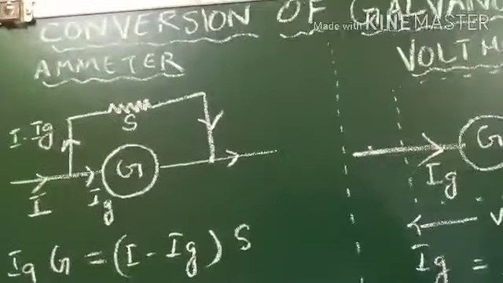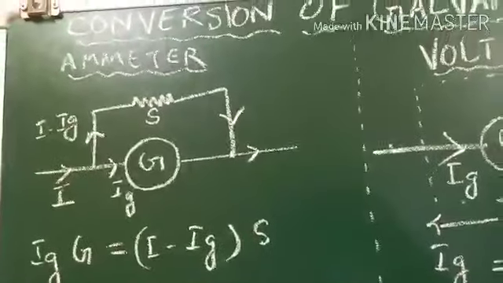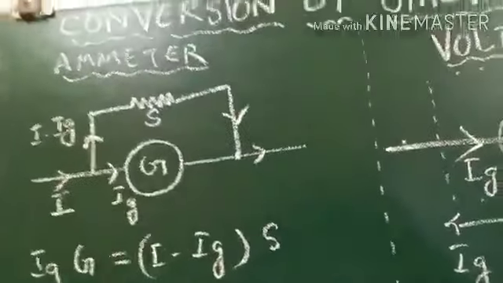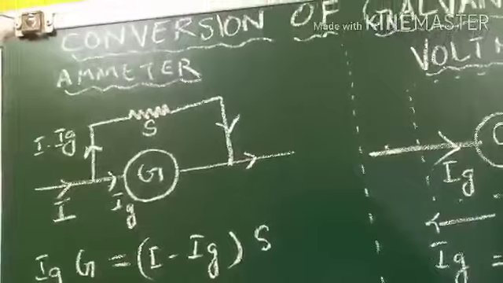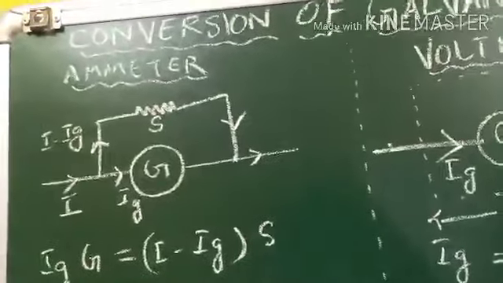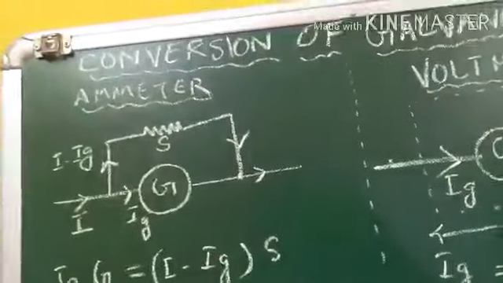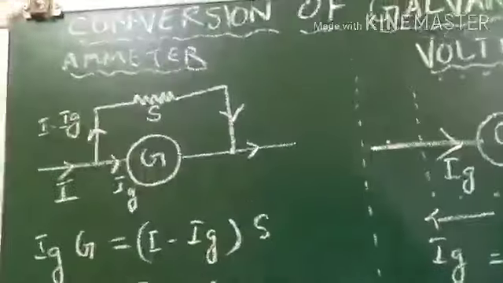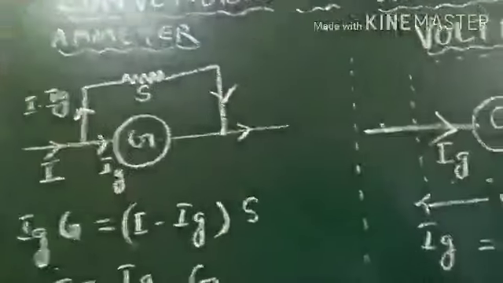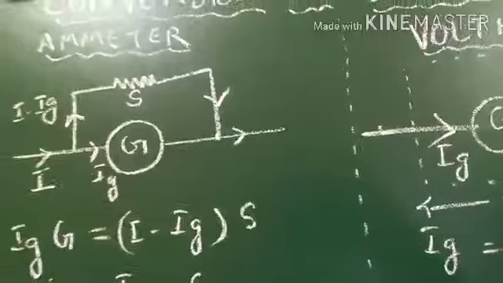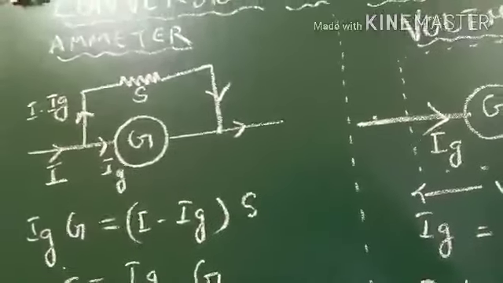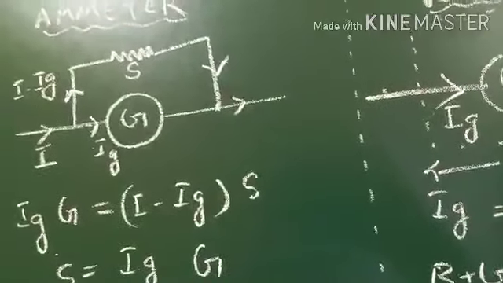To measure large current, we use the instrument called an ammeter. This ordinary galvanometer can be easily converted into an ammeter for measuring current. How is it possible? That is what we are going to discuss in this topic: conversion of galvanometer into ammeter.